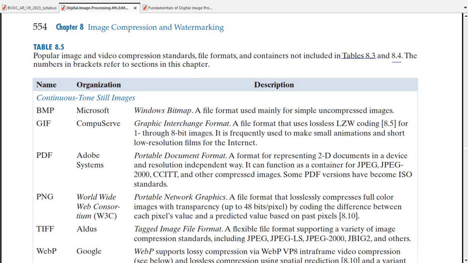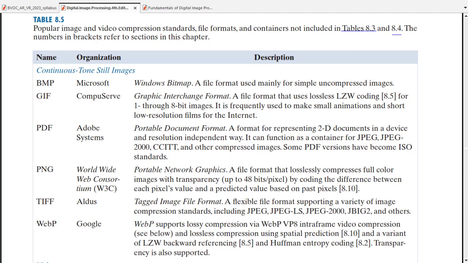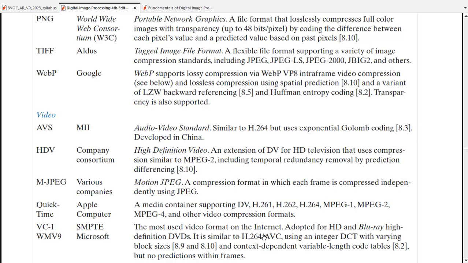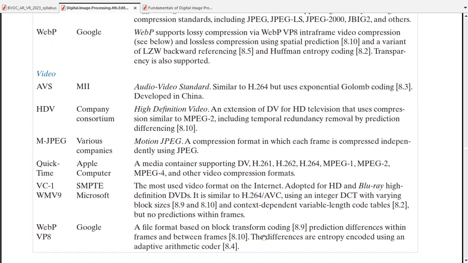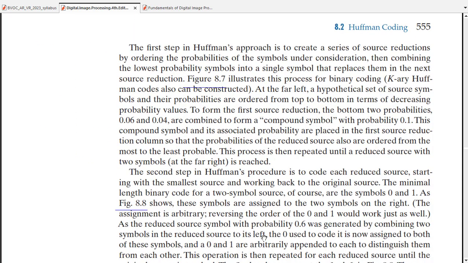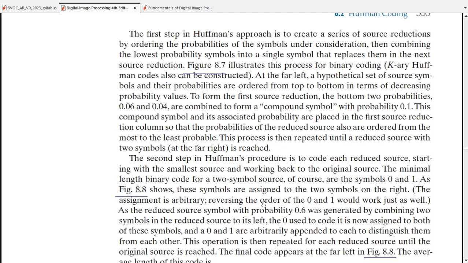Here they list types of continuous tone formats: BMP, GIF (graphic interchange format), PDF (portable document format), PNG (portable network graphics), TIFF (tagged image file format). WebP supports lossy compression. Also AVS (audio video standard), high definition video, motion JPEG, QuickTime, VC-1 and WebP. You'll come across many standard formats up to the first step of Huffman code.